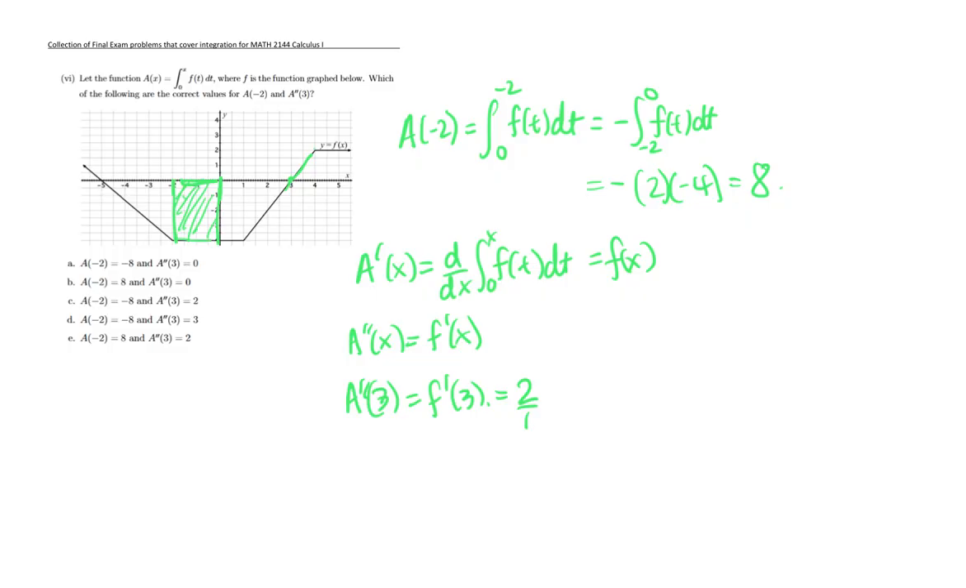Okay, so A of negative 2 is 8. So these guys are out. These two are the contenders. A double prime of 3 is 2, not 0, so it's E.